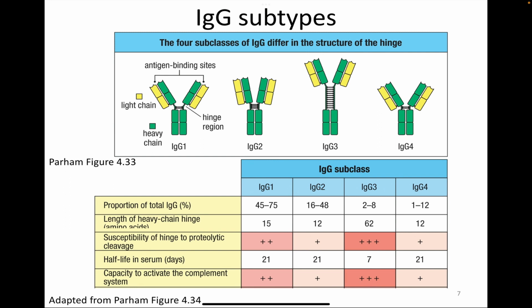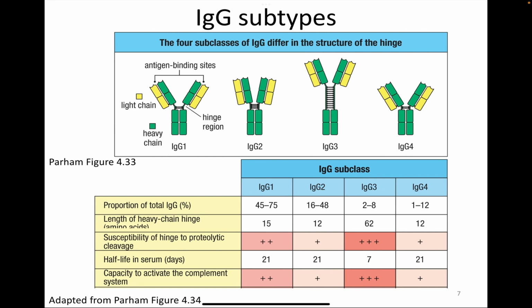So you can see most IgG is IgG1, then the next most is IgG2. The IgG3 has the shortest half-life. It also has the super long hinge, and that hinge can get broken easily. That's what keeps its half-life shorter. The other ones have shorter hinges, so they have longer half-lives. They can activate complement somewhat differently. They're susceptible to proteolytic cleavage differently, but in a lot of ways, they're decently similar, at least for our purposes at this point.